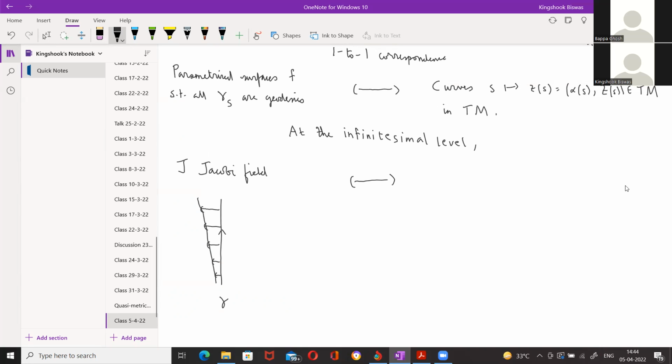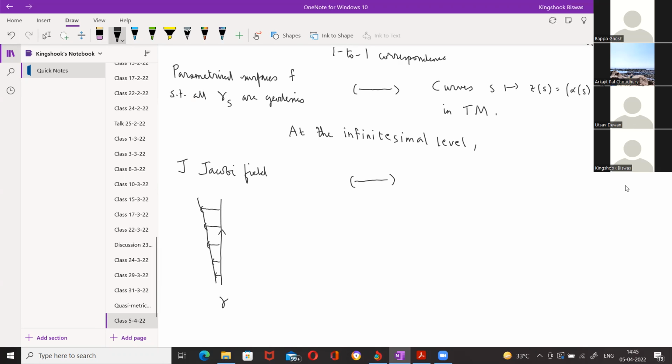So on the right-hand side, we have a curve in Tm, right? So what should the infinitesimal object corresponding to this curve be? It should be its derivative at time 0. That's the infinitesimal object. Derivative of what? The curve, the speed of the curve, the curve in Tm. Xi equal to z prime 0 in T theta Tm.